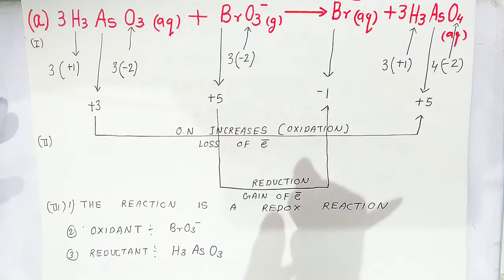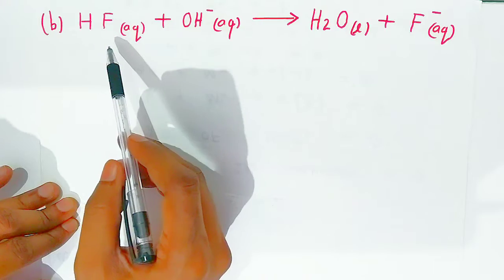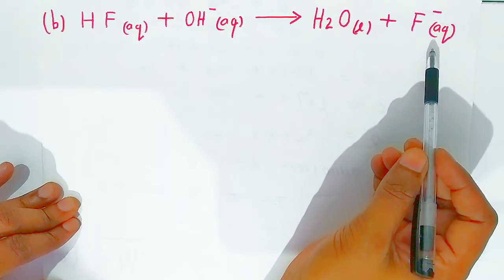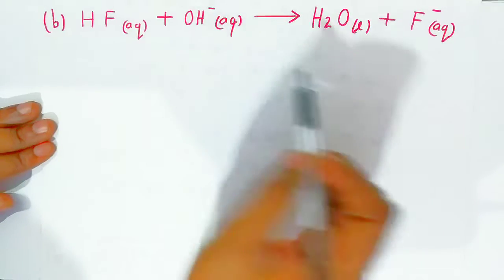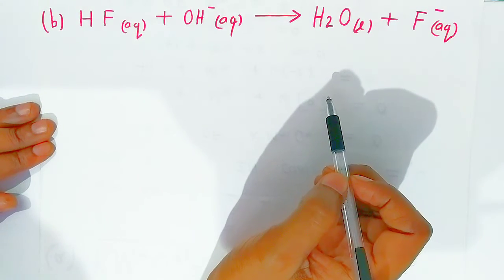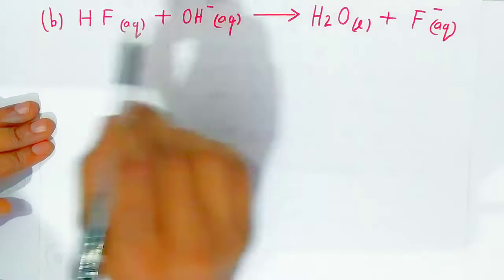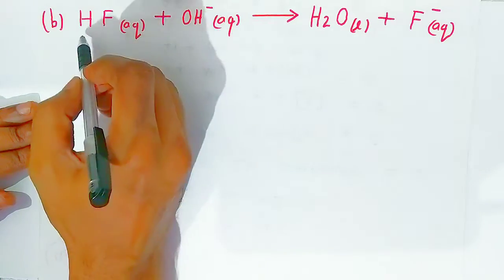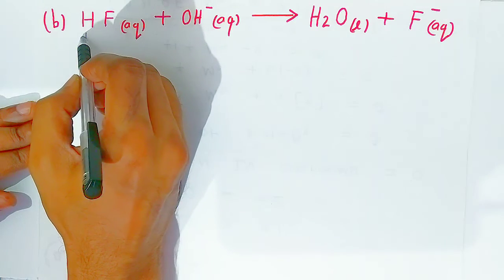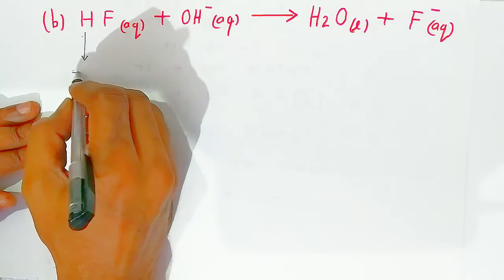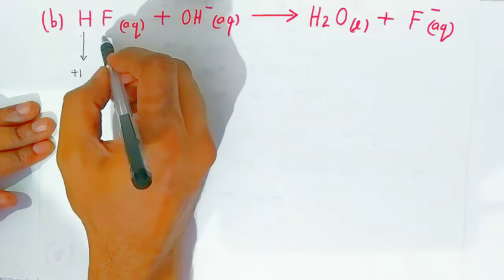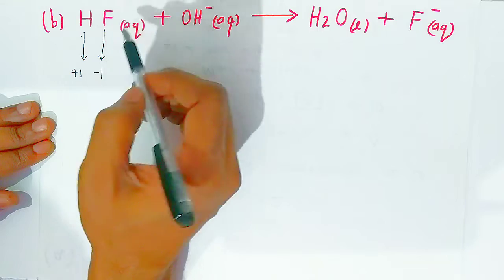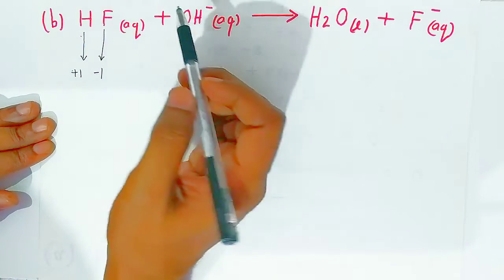Okay, now we are going to see the next reaction, that is HF combines with hydroxyl ions and gives water and fluoride ions. Now if you want to find whether the reaction is a redox reaction or not, the first step is that you should know the oxidation number of all the elements of the molecule. Now this is the HF molecule, students, you know the oxidation number of hydrogen is always +1. So what will be the oxidation number of fluorine, students? It will be -1, because there is no charge, and -1 and +1 give 0.